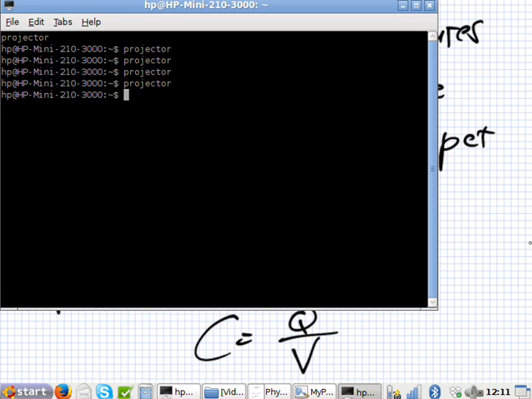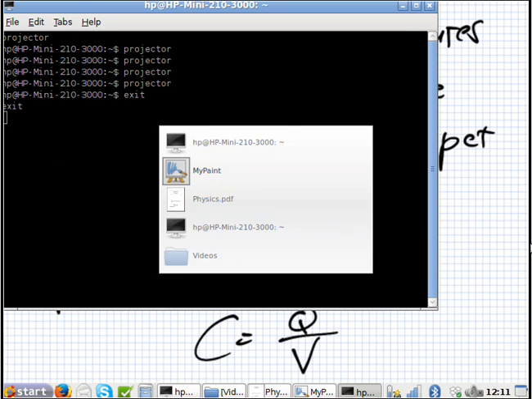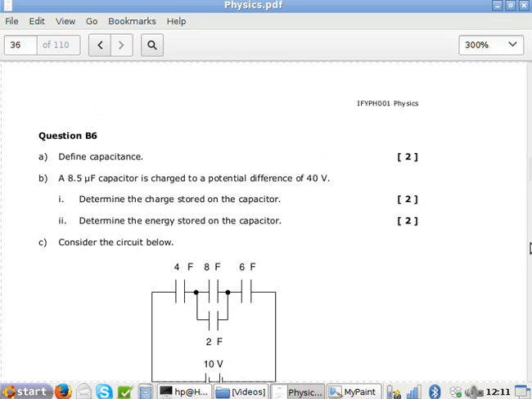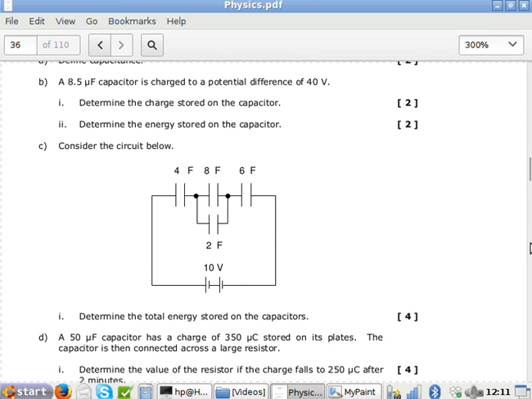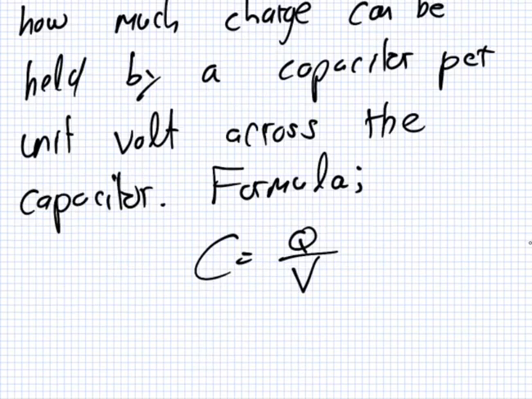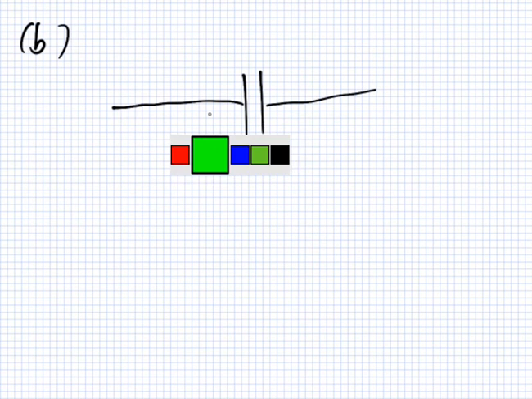So, the capacitance is how much charge can be held by the capacitor per unit volt across the capacitor. In other words, as a formula, that's the definition. Capacitance is Q over V.